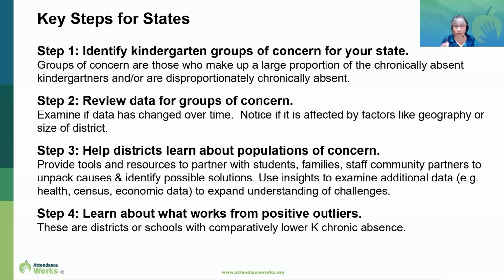And sometimes you can even use additional data, whether that's health-related data or transportation data, to understand what might be some of the challenges that kids and families are facing. You can also take a moment to find those places that are positive outliers, the places that are getting better kindergarten attendance and lower levels of chronic absenteeism, so that you can then figure out what they're doing and see if they have replicable strategies that others can use.